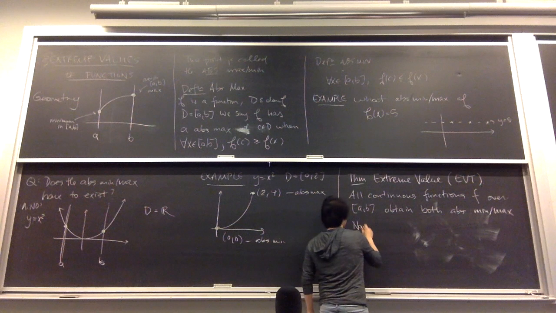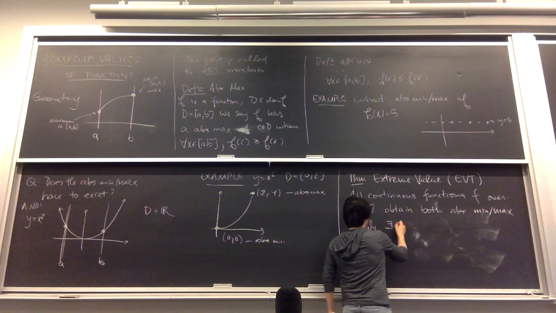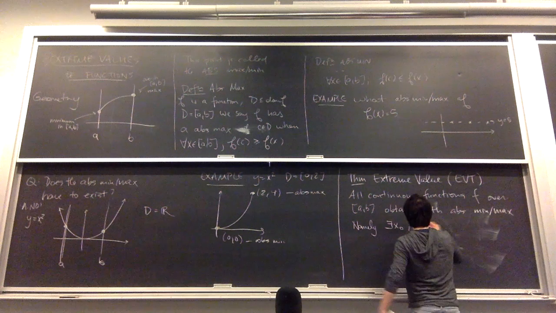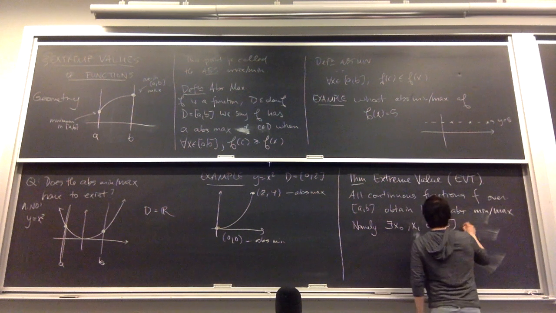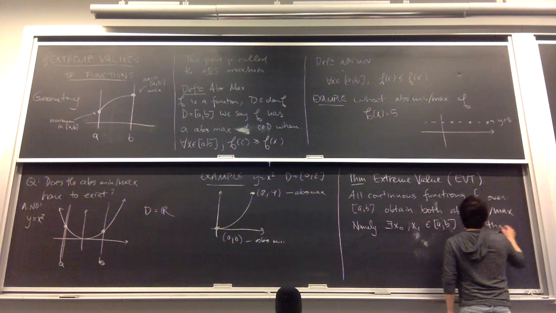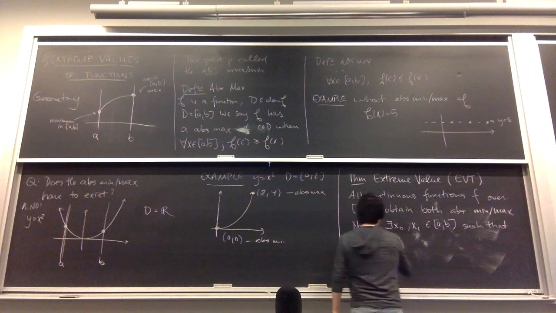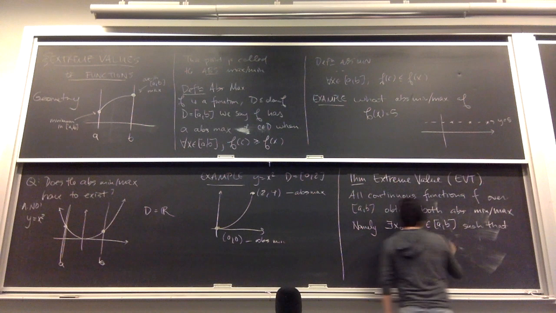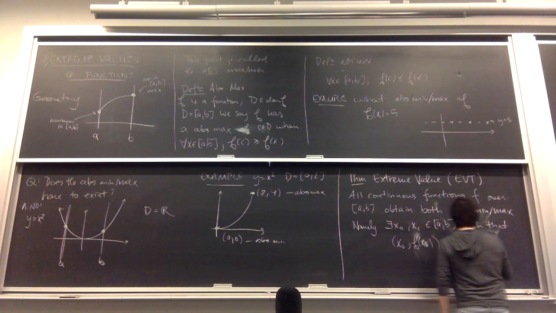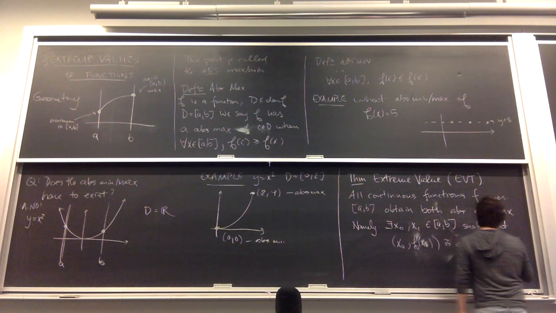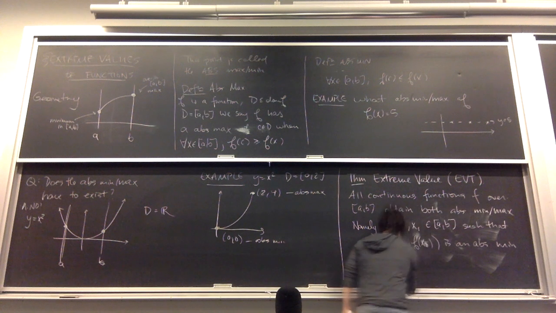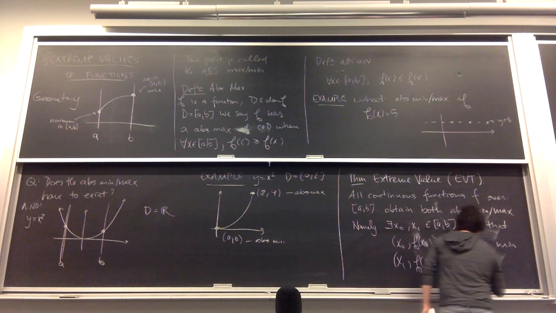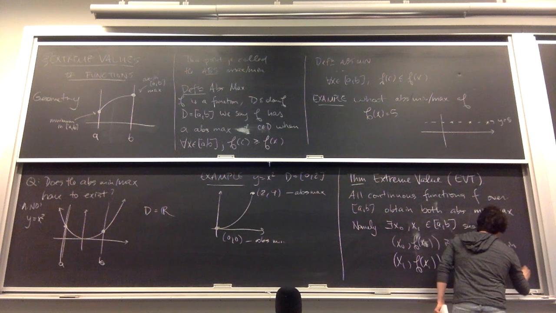namely, there exist two points, x0 and x1, in the interval such that this point is an absolute minimum, and this point is an absolute maximum.